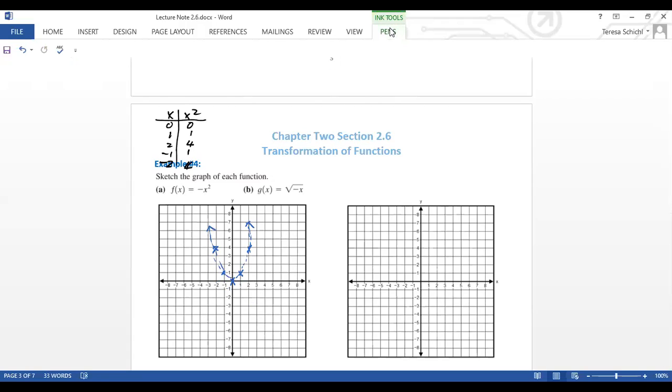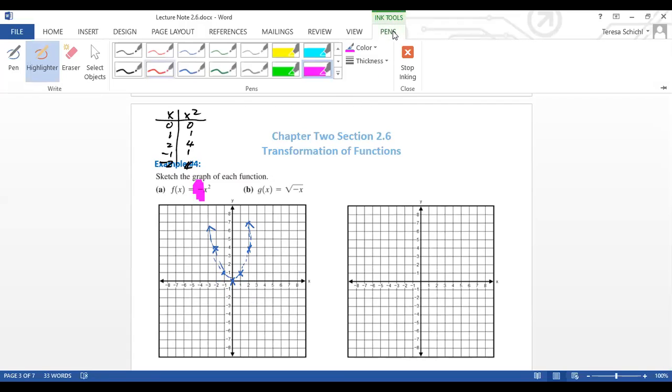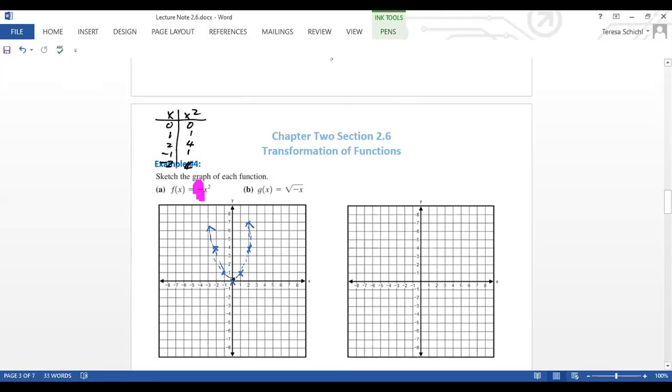Now, everything right now I have a negative, which means I'm flipping. I'm flipping it over what axis? The x-axis. This point is already on the x-axis, so I don't change that. Then this one here is 1, 1, and I flip down to here. This one is 4 units from the x-axis, so I need to flip down 4 units.